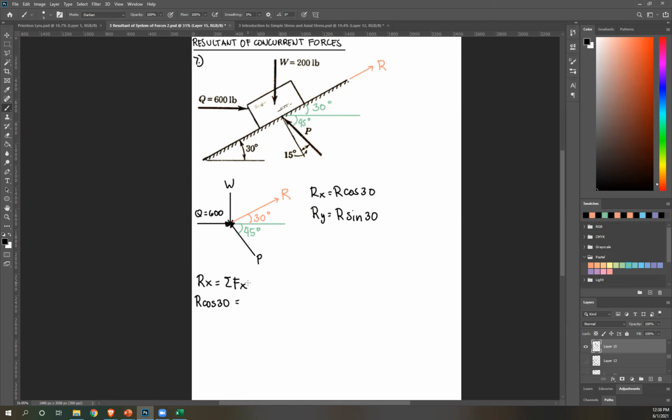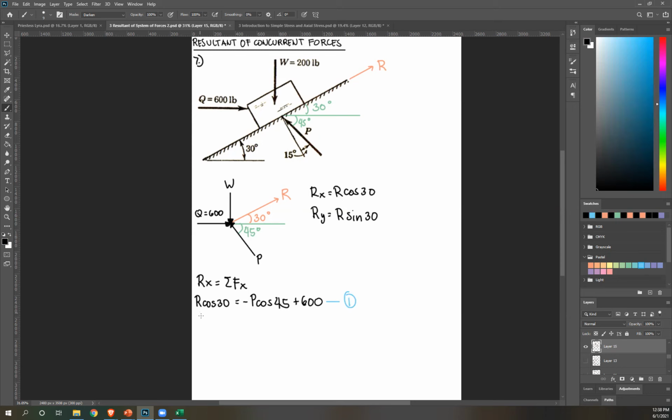So let's start with P. P is to the left. Try to notice your arrowheads, okay? So this is to the left, so that's negative. And then the equation given angle is F cosine theta. So this is negative P cosine 45. In the same way, W doesn't have a horizontal component, so ignoring that. And then we have Q to the right. That's just positive 600. We have two unknowns here. I can't solve for anything yet. So once again, just call that equation number 1.